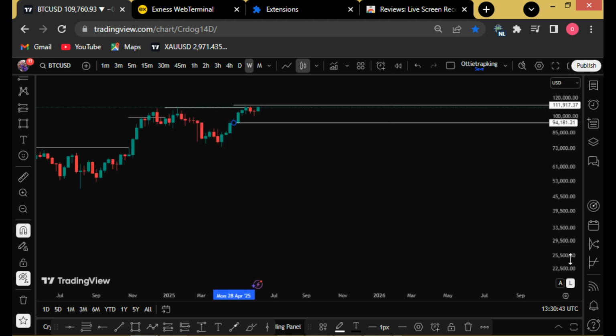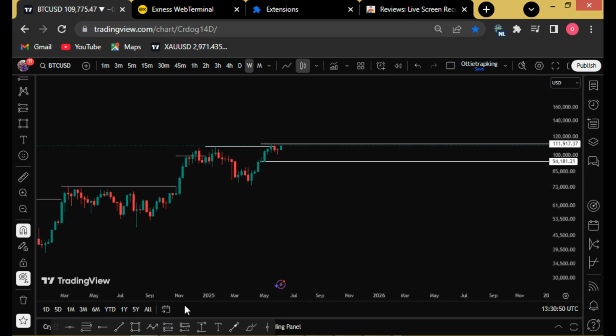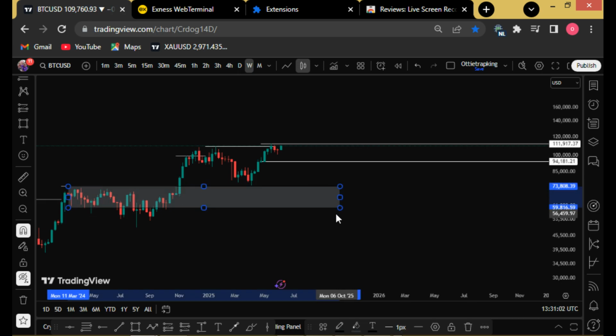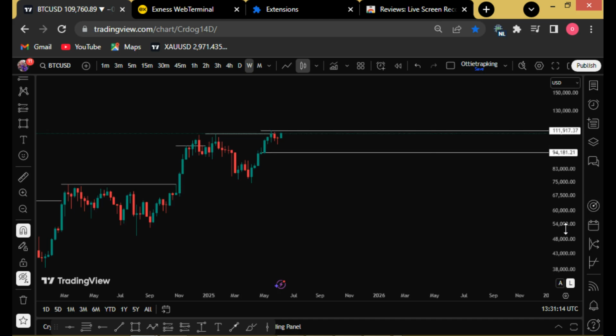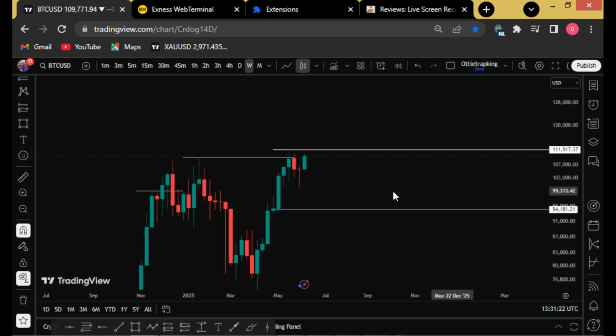The weekly time frame is loading up, and you can see that the market didn't manage to tap on this level here. The price wasn't able to come and test this level over here. So that's not bad. Also the price managed to break this level there on the weekly. Let me zoom out. The price failed to break this level over here.